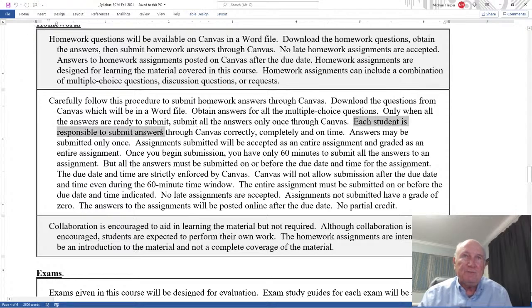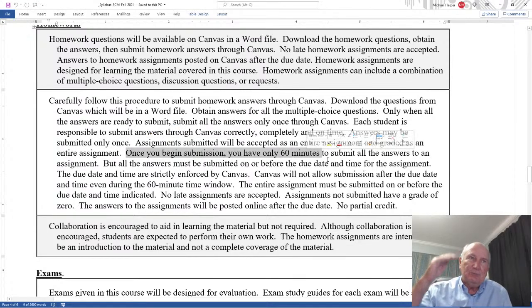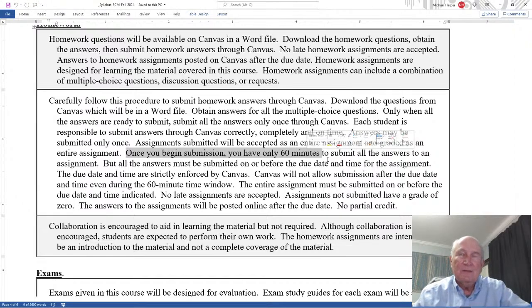And each student is responsible to submit answers correctly, completely, and on time. Answers may be submitted only once. And once you begin submission, you only have 60 minutes to put everything in. It's more than enough time. And a lot of them are multiple choice, bing, bing, bing, like A, B, B, A, B. And some of them you upload a file.